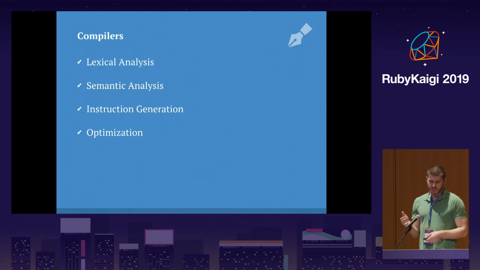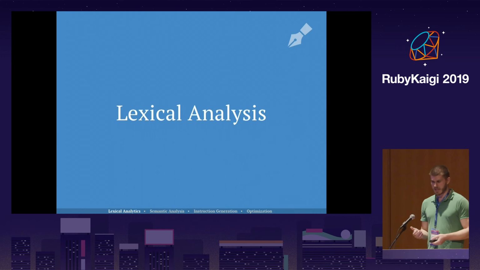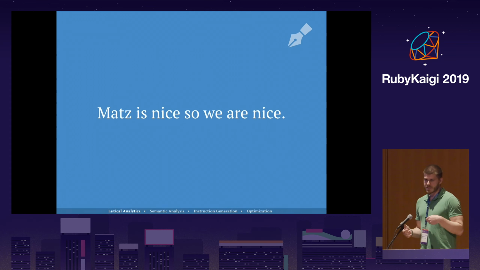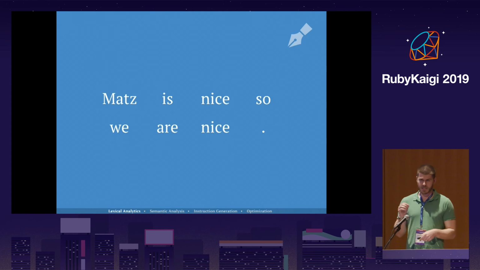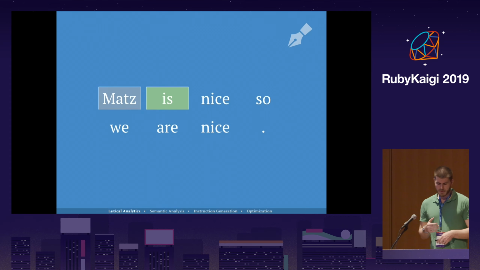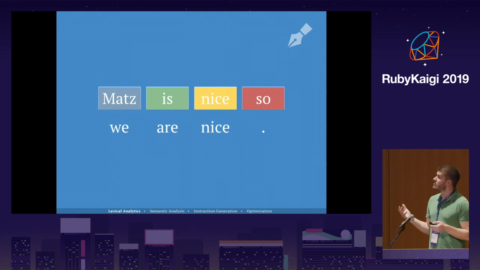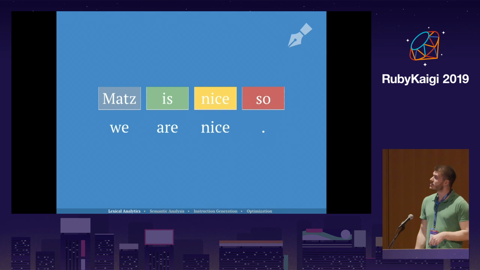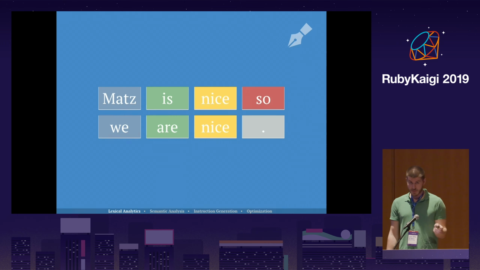In order to actually understand this sentence, we need to start at the very beginning. So we're going to start with lexical analysis. Lexical analysis means taking this sentence, breaking it up into individual tokens, and then understanding what each of those tokens means. So the first one is going to be a noun, then we're going to have a verb, then we're going to have an adjective. This is a conjunction or an adverb, depending on who you ask, and so on and so forth up to the period. Okay, so we have our list of tokens.